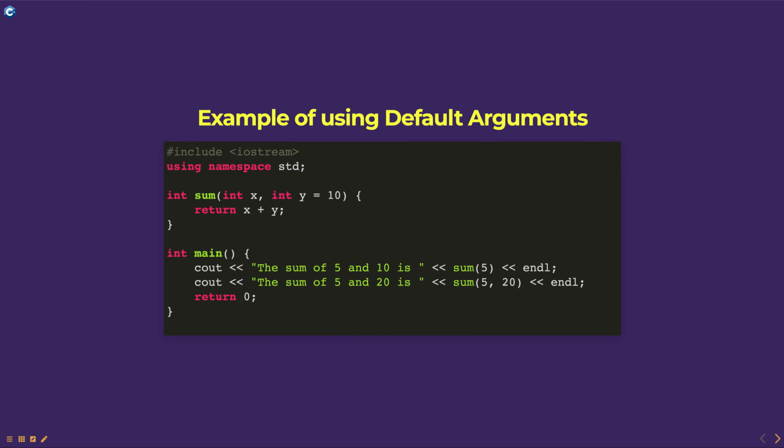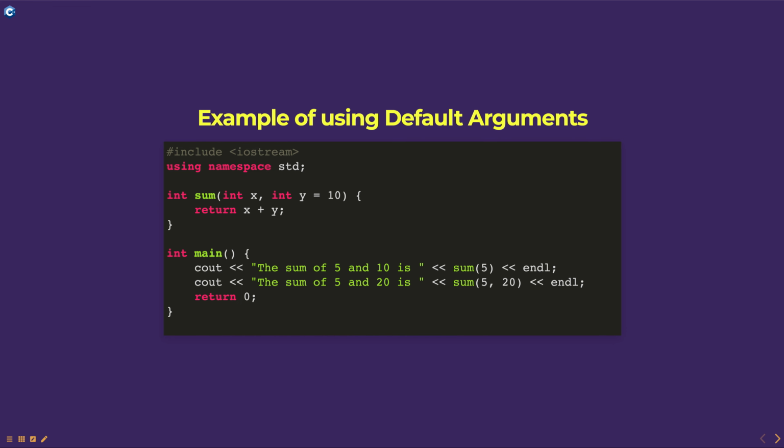In this code, the sum function has two parameters, x and y. And y has a default value of 10. When the function is called with 5 as an argument, the value of x is set to 5 and the value of y is set to 10, which is the default value.